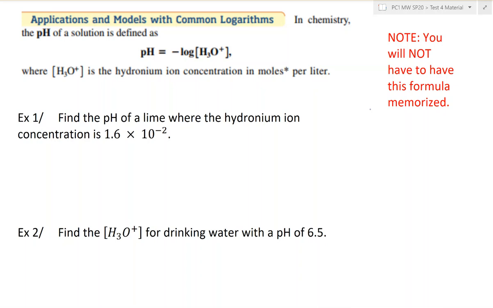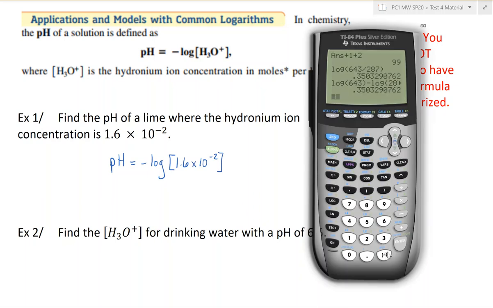and then using it would be the work that you would do. Example 1, we need to find the pH of a lime where the hydronium ion concentration is 1.6 times 10 to the -2. So the pH is what we're finding. It's equal to the negative log of the hydronium ion concentration being 1.6 times 10 to the -2.